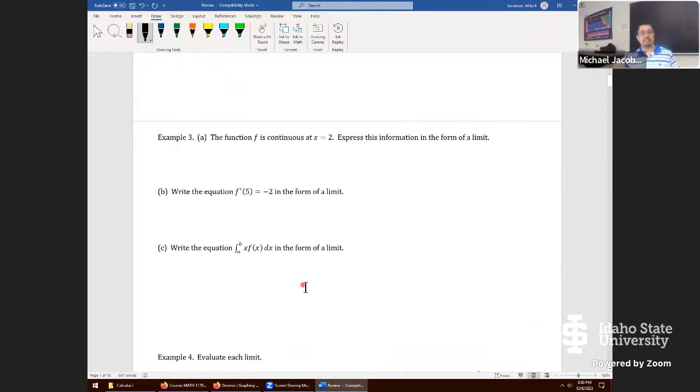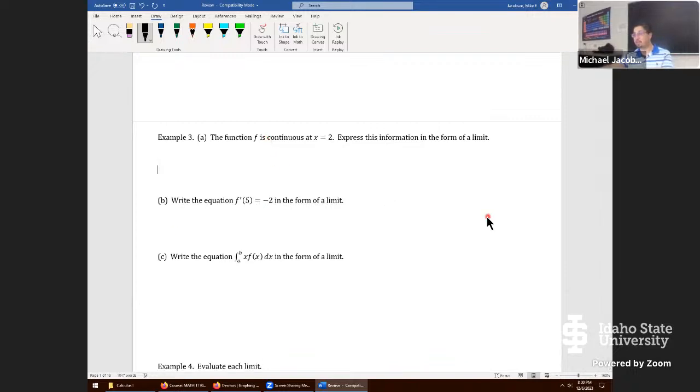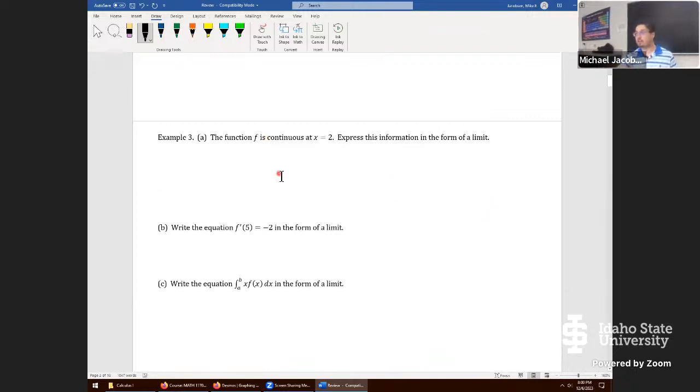This one's technical, and I think I did say at some point in the class, something like this we should expect in the actual final exam. This might be a good one for us to end the day on. Let's see what happens with example 3. First one is about continuity.